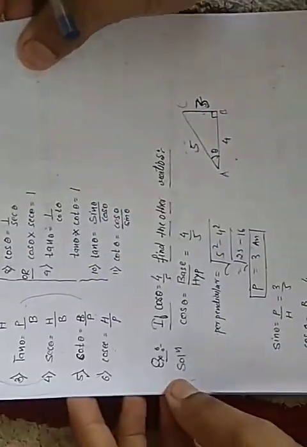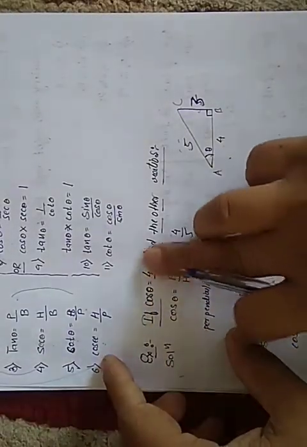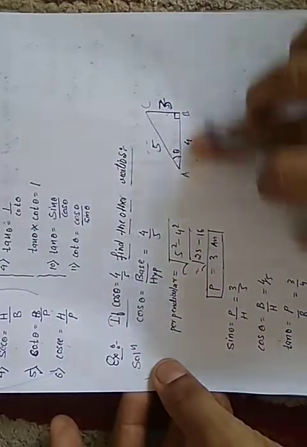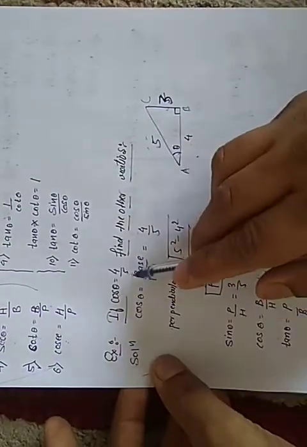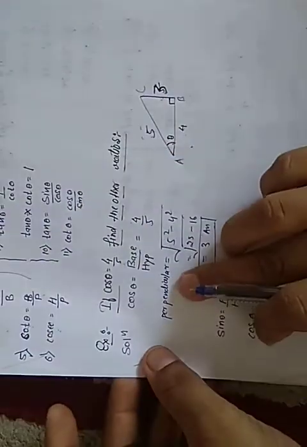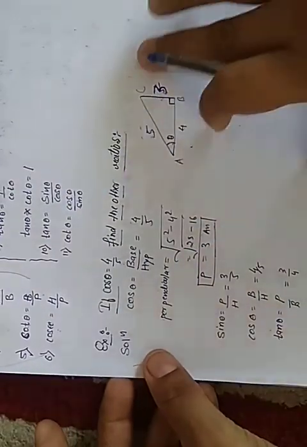Starting with the numerical: suppose cos theta is given as 4 upon 5, then find the other ratios. How to start with this? Cos theta is 4 upon 5, so draw a right angle triangle. What is the formula of cos theta? Base upon hypotenuse. So in this triangle, base is 4 and hypotenuse is 5. We can calculate the remaining side by Pythagoras theorem: 5 square minus 4 square, so the perpendicular is 3.